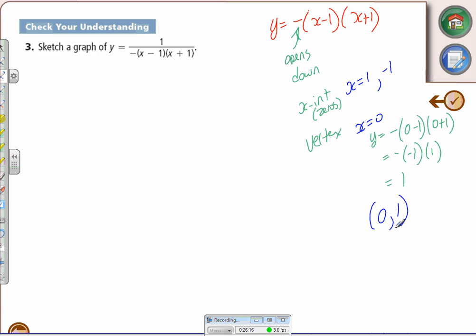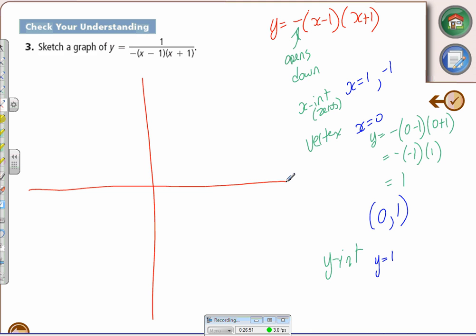Y-intercept now. So y-intercept is always when x equals 0. Hey, we just did that. So we know that the y-intercept is going to be at the y of 1 again. Same place that the vertex is. All right. Noticing that we have two original zeros, that means we're going to have two asymptotes on this graph.